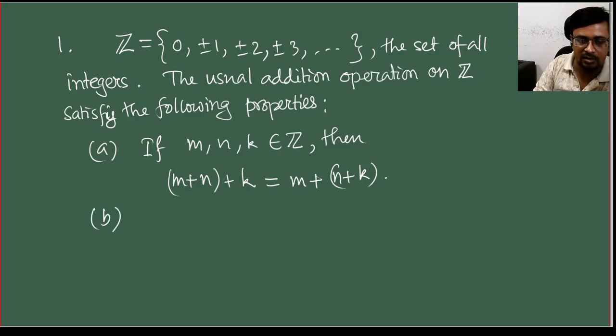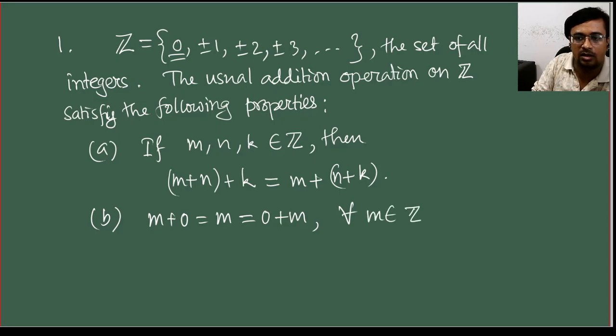The second property the usual addition has is that there is a special element, namely the zero element, which has the property that m plus 0 equals m, and this is equal to 0 plus m for all m belonging to the set. You take any integer, add it with 0 in whichever direction, you get the same number m. Therefore 0 acts like a neutral element with respect to addition. This element is called the neutral element for addition or the identity element for addition.